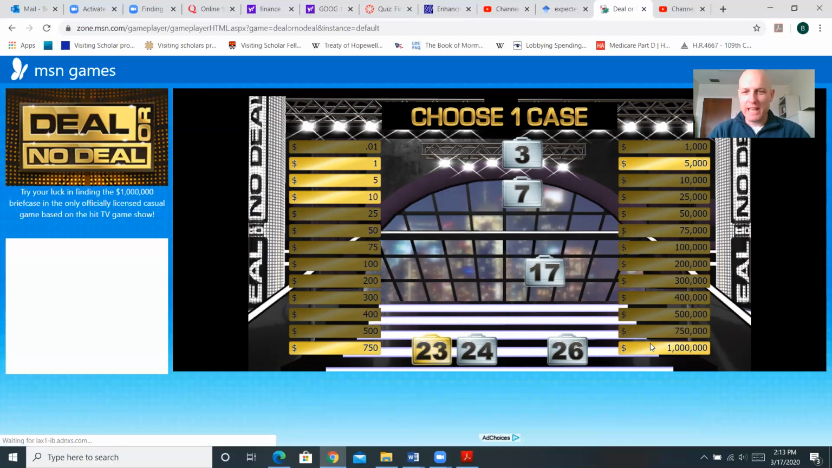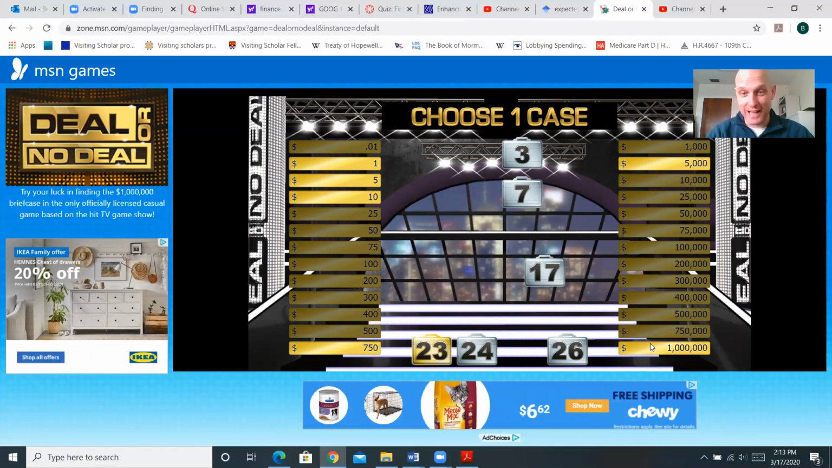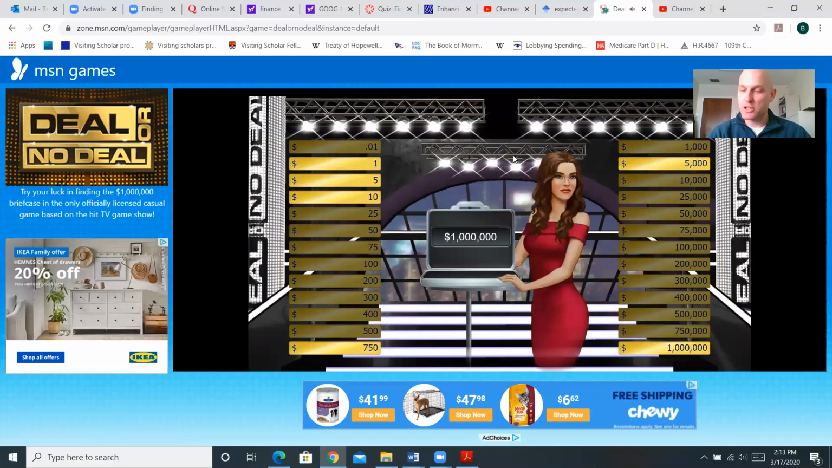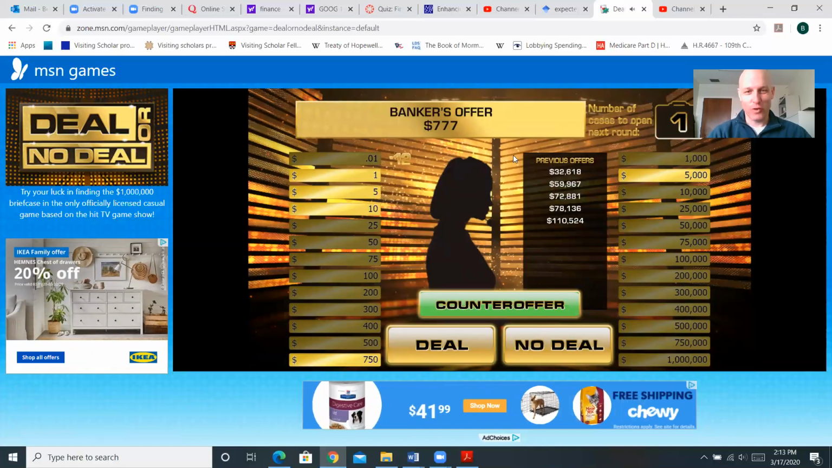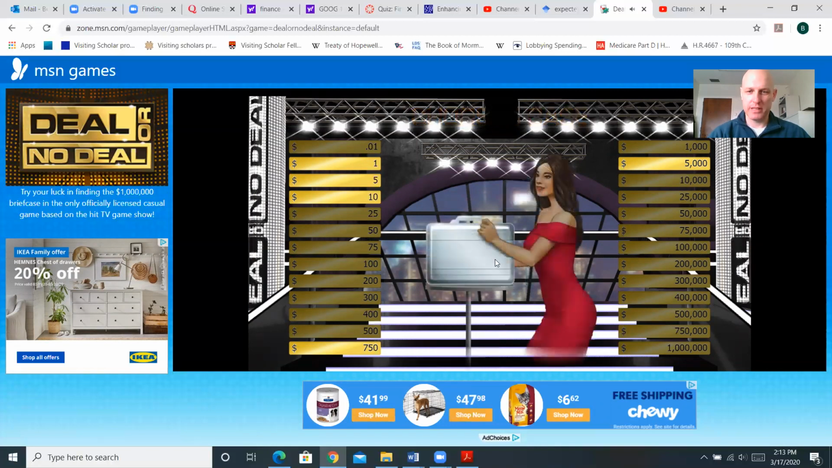I got to pick 1 case. And in order for this to work out well, for me to teach the principle, I have to keep the $1 million case alive. And because I said that out loud, I just jinxed myself. I told you. Freak. That sucks. I don't think this is going to work. Whatever. 1 case.